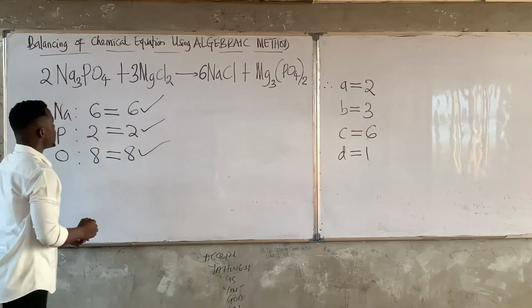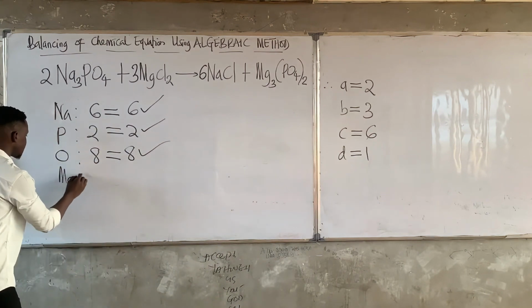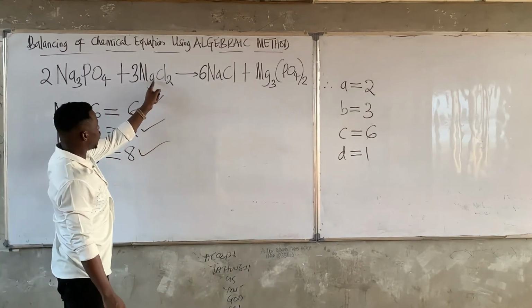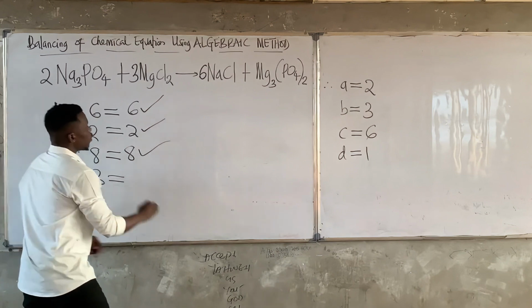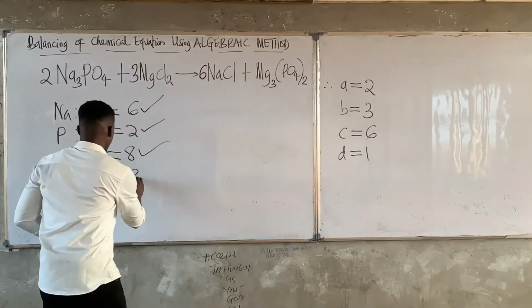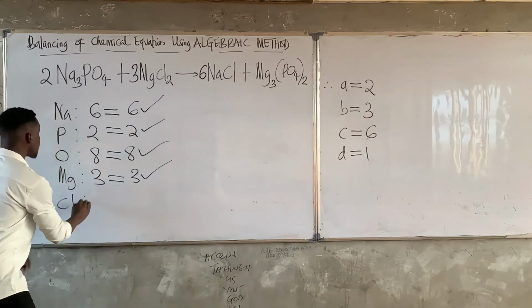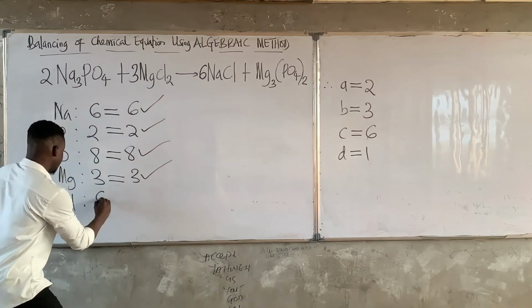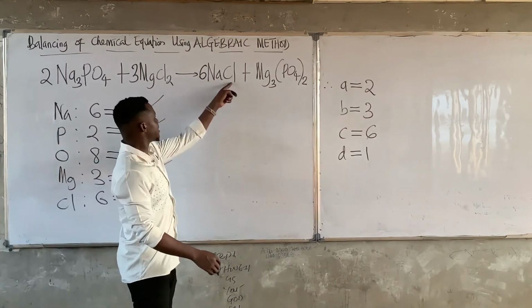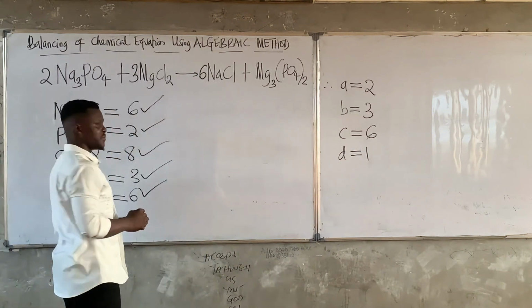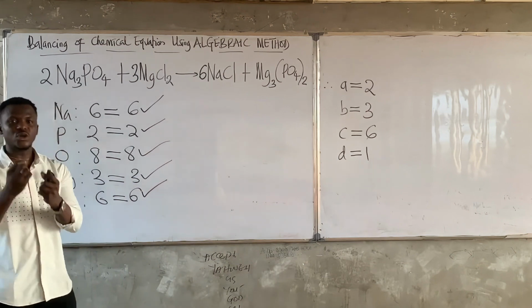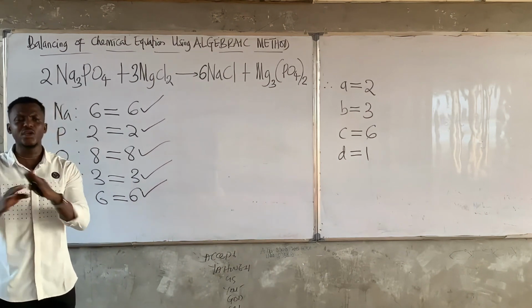Oxygen is balanced. Now, magnesium, 3 times 1 is 3, equal to magnesium 3 on the right. Magnesium is balanced. Chlorine, 2 times 3 is 6. Chlorine is 6. The equation is balanced. So you can see with the algebraic method, you can balance any equation of your choice.